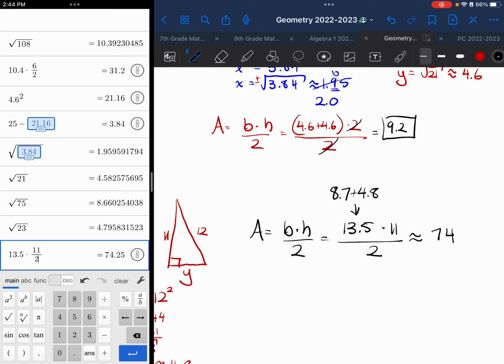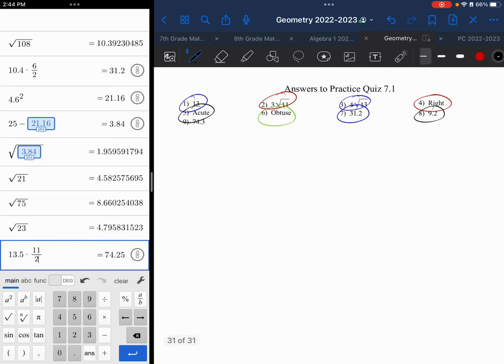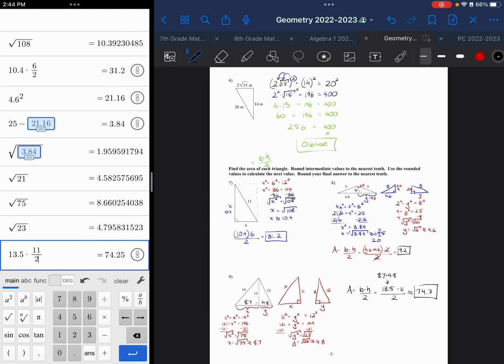It's going to be 74 point. Okay, now I round because I rounded one decimal place. It's not a 2, it's a 3. It gets rounded up. So 74.3 for my final answer. 74.3. I got all of them right. Hooray. I made a tiny mistake there at the end.